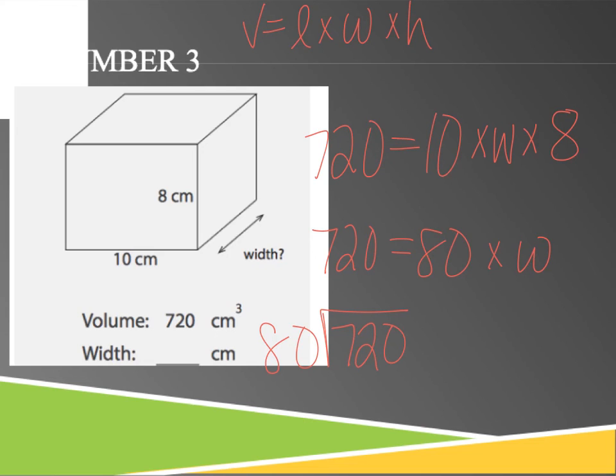So because I know my multiplication facts really well, I know that 8 times 9 equals 72. So if I have an 80 and a 720, I know that 80 times 9 will give me 720. So my width has to be 9 centimeters.